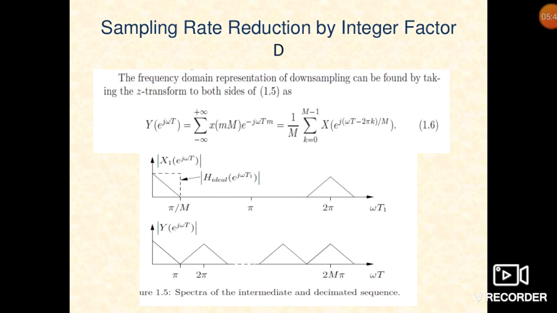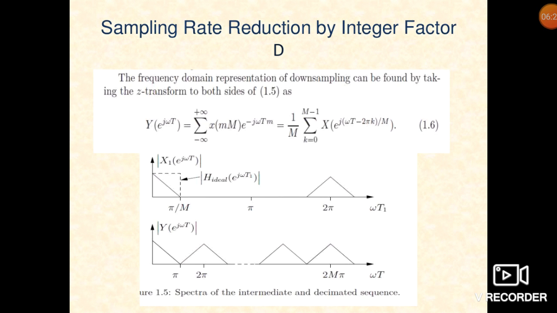Now, the frequency domain representation of downsampling is given by the following equation. By this equation we can represent the spectrum of a downsampled signal: 1 by M, summation k equals 0 to M minus 1, capital X of e power of j of omega minus 2 pi k by capital M. This is the equation of Y of e power of j omega.